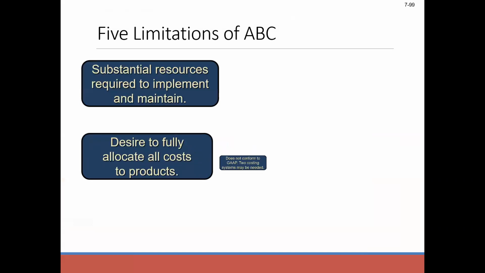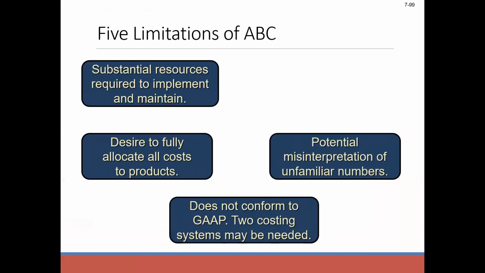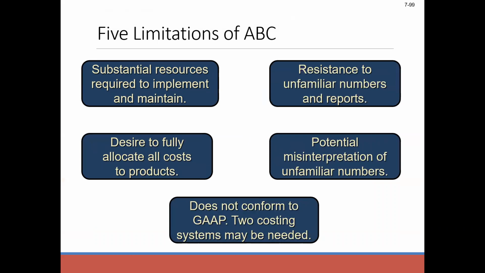There are limitations to activity-based costing. It takes a lot of resources to get it going and to keep it going. They want to allocate all costs to products, but it doesn't always look that way. It does not conform to GAAP. The potential misinterpretation of unfamiliar numbers is present. And it's just got different reports that most people aren't familiar with.